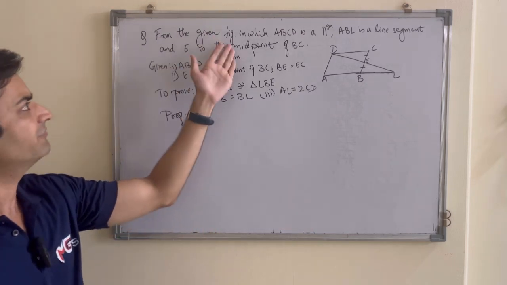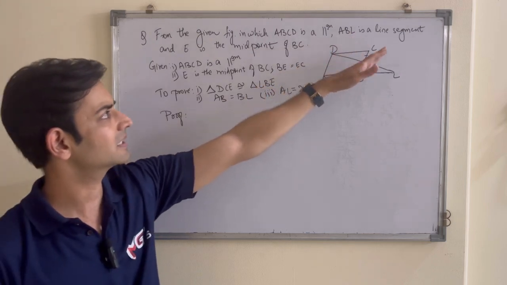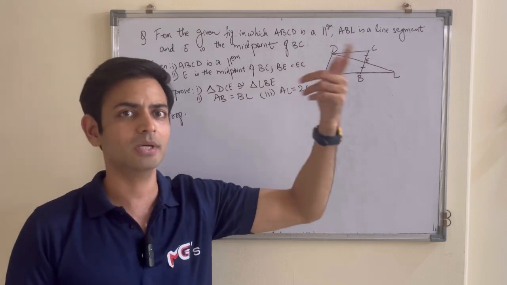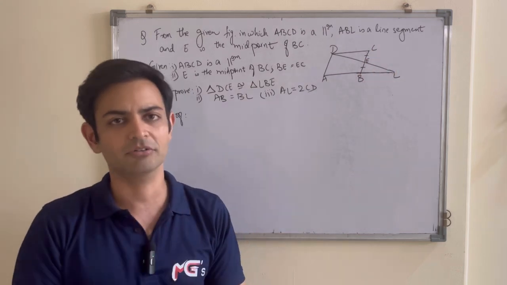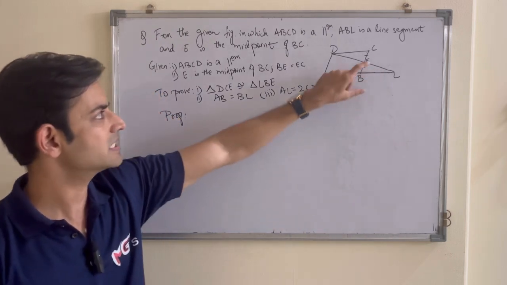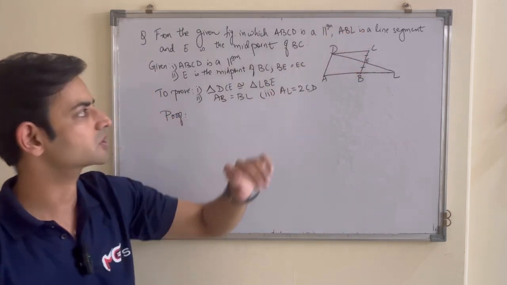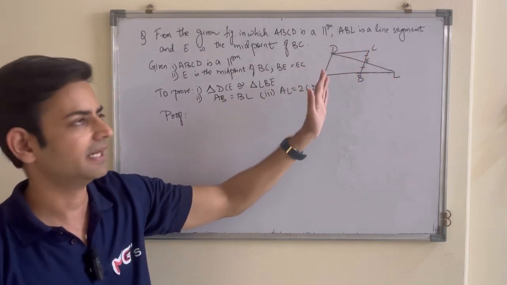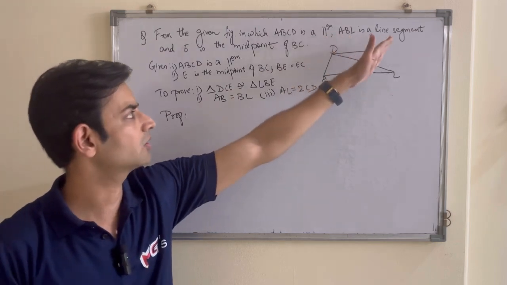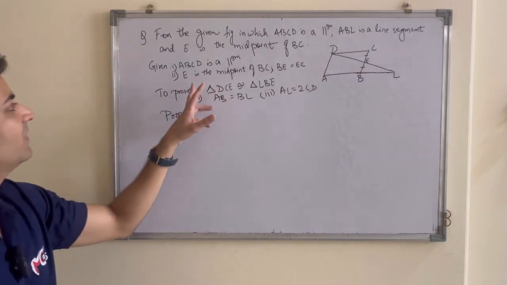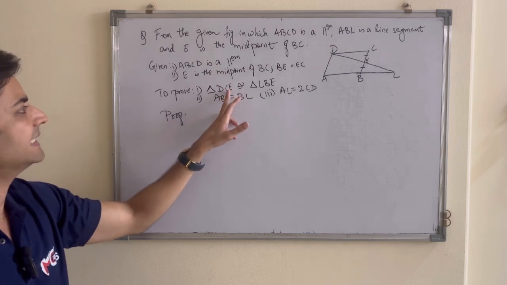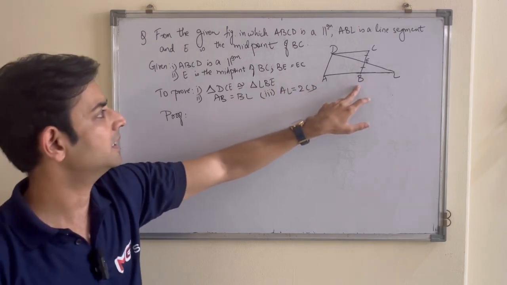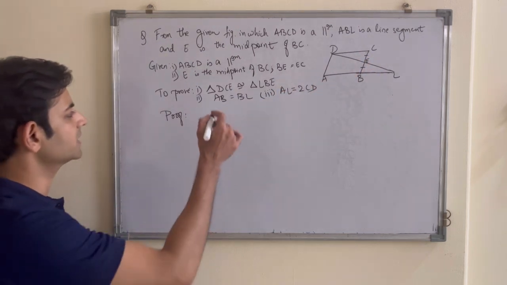So we have, from the given figure, in which ABC is a parallelogram, ABL is a line segment, and E is the midpoint of BC. In this case, the figure is given to you. In the previous one, we had to draw the figure based on the question. So here the figure is given to us where E is the midpoint. So basically CE is equal to BE, and ABCD is a parallelogram. So CD is parallel to AB, and hence because L is the extension here, CD is also parallel to AL. We are supposed to prove that triangle DCE is congruent to triangle LBE. So let's get started with this.